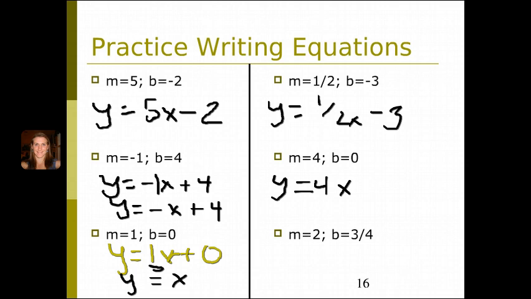On the last one here, I have a slope of 2, so y equals 2x. And it's okay to have a fraction for a y-intercept. It's very uncommon, but you can still have it. And so it's going to be y equals 2x plus 4/3. I'm going to make sure we can see our equal sign up here. There we go.